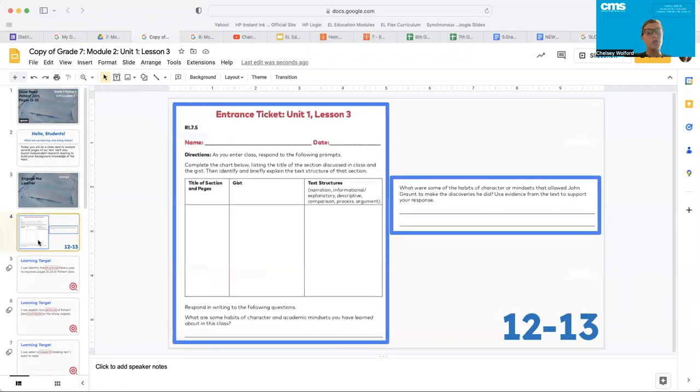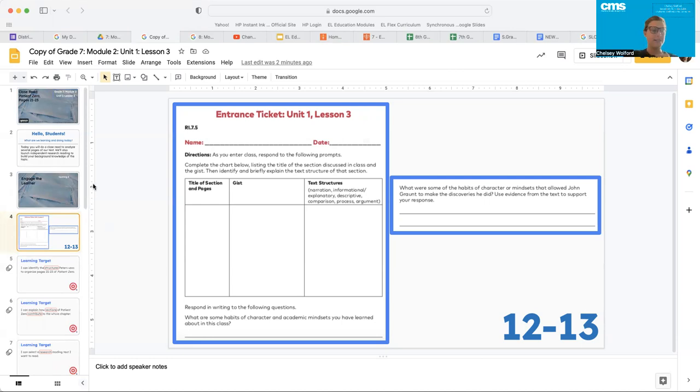So in order to do that, I want you guys to go ahead and briefly skim and read pages 21 through 23. And that's what you're going to use to fill this entrance ticket in. Then at the bottom, you've got a couple questions. What are some habits of character and academic mindsets you have learned about in this class? We talked about some yesterday. And what were some of the habits of character or mindsets that allowed John Grant to make the discoveries he did? Use evidence from the text to support your response. So this might take you guys a little bit longer because I want you to go ahead and pre-read those 2 pages. So that can be our first read for today. After you've done that, go ahead and answer this, and then you guys can discuss as a class, and then we'll come back together.